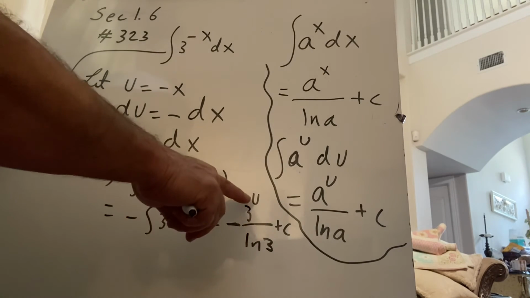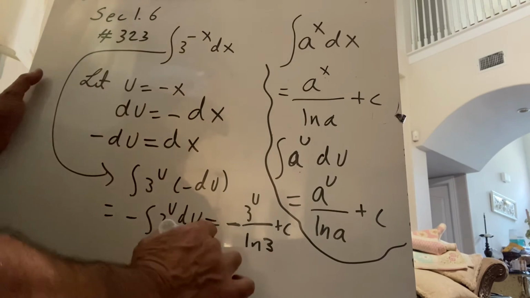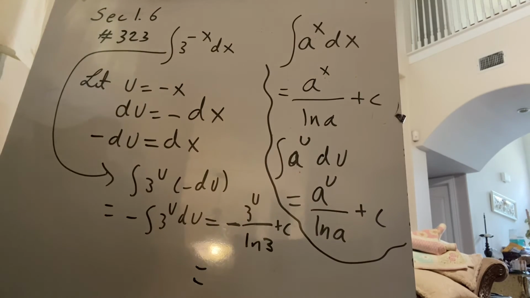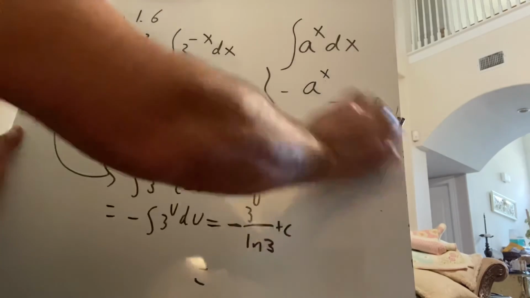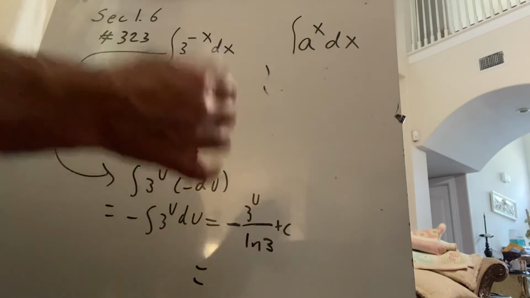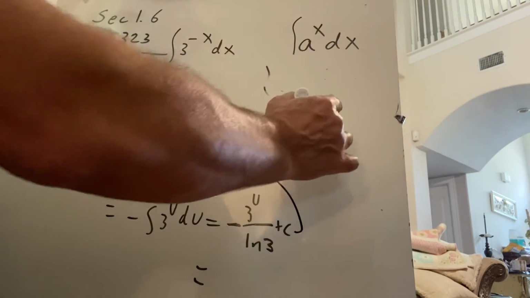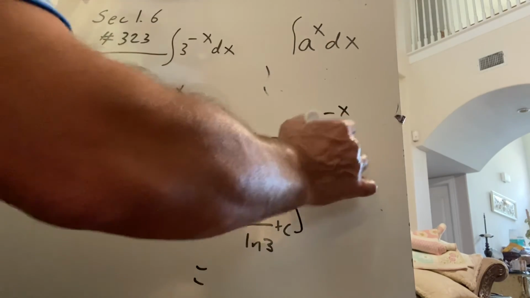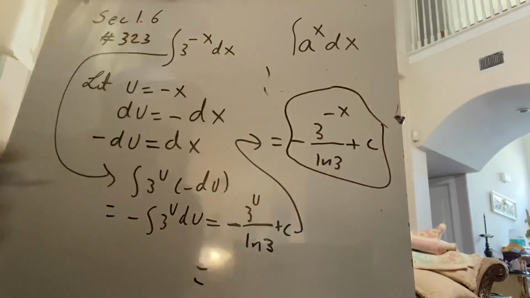So now the last thing is to change u back to the original variable in terms of x. Of course, u is negative x. So I think you got the rule here. I'm just going to erase that so I can finalize this one for you. At the end of the day, the final answer will be negative 3 to the negative x, because that is your u, over the natural log of 3, plus c. And that's it. There is the result of that integral.